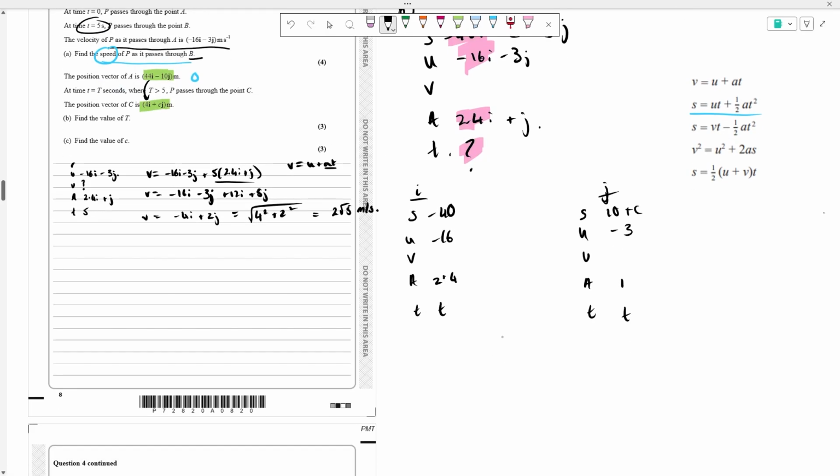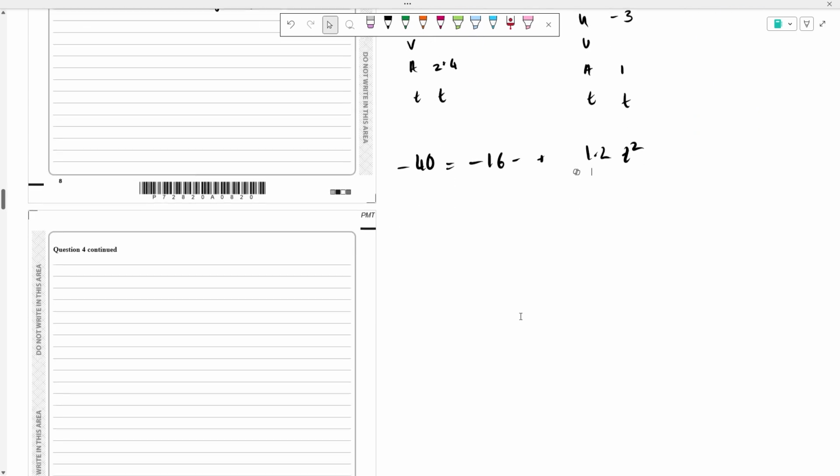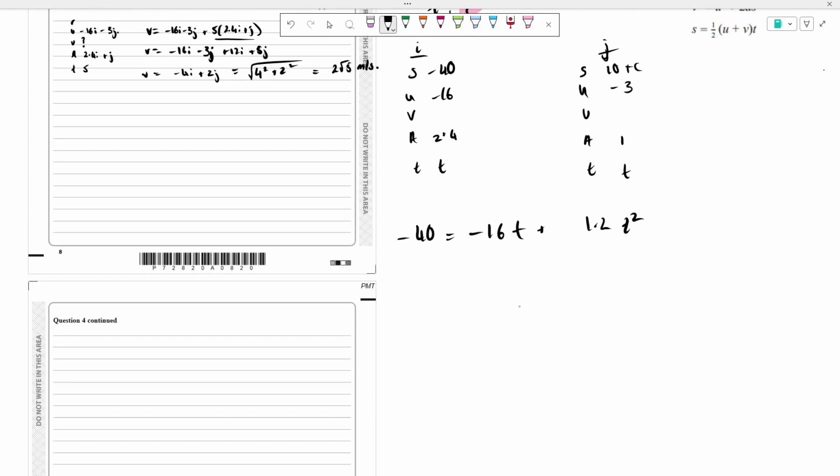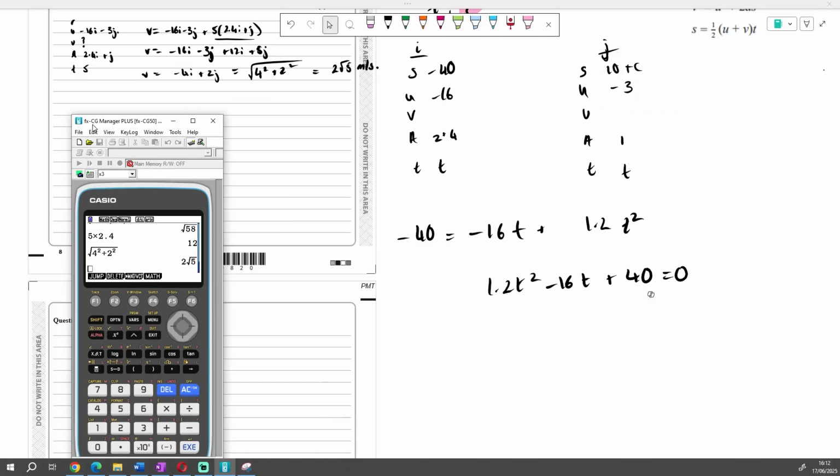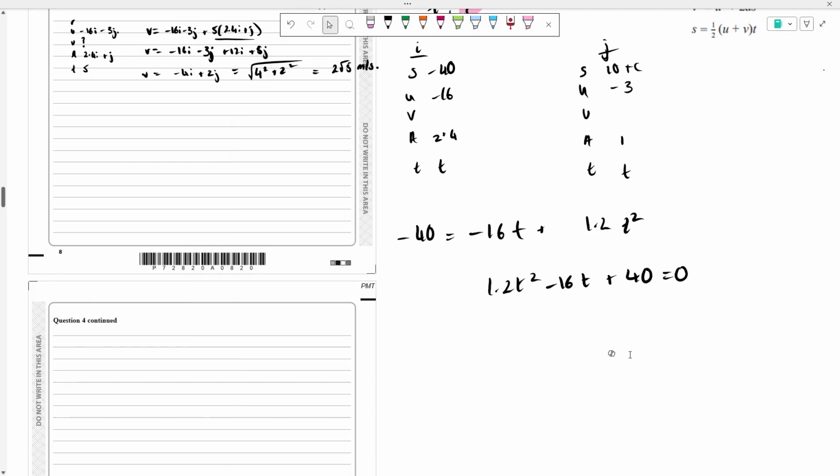Perfect. Now what I can do is apply suvat on this, and then I can work out a value of t. So I'm going to use this equation here. Minus 40 is equal to minus 16t plus a half 2.4 t squared. Well, a half of 2.4 is just 1.2. Now we can rearrange this. This becomes 1.2 t squared minus 16t plus 40 is equal to 0. Now I'm going to put this into my calculator to work out the value of t. That gives us 1.2, minus 16, 40, and we get two values of t, where t is equal to 10 and t is equal to 3.33.